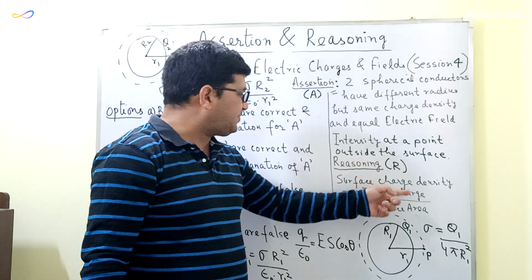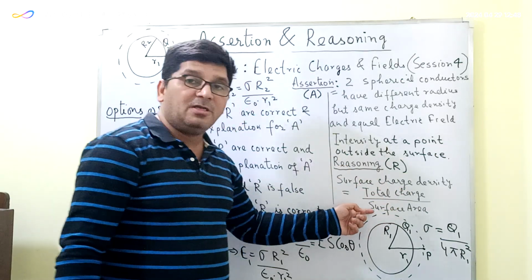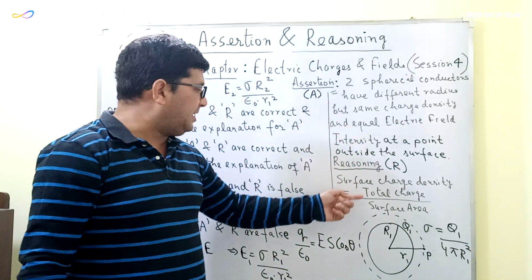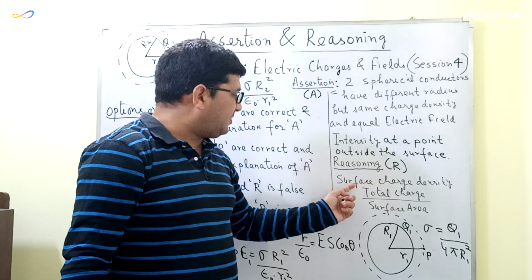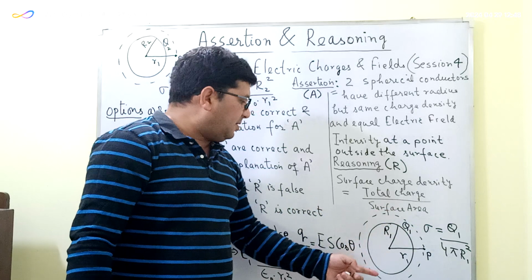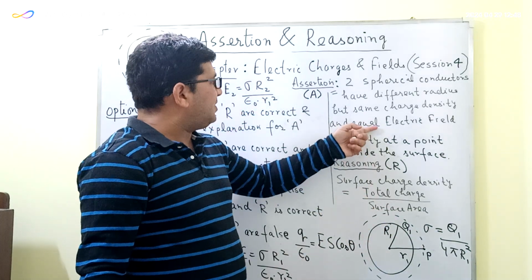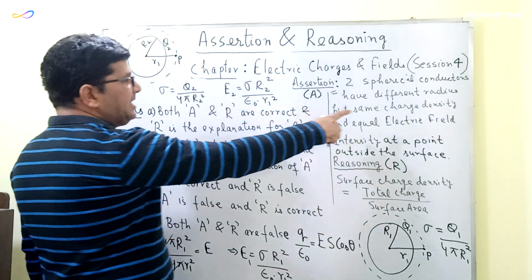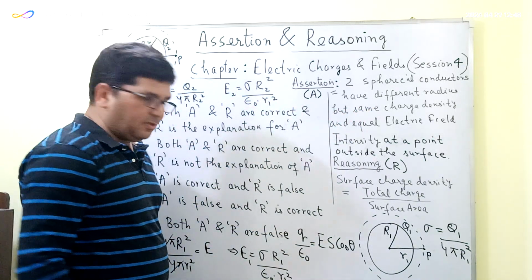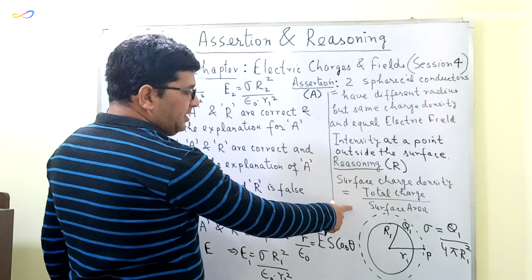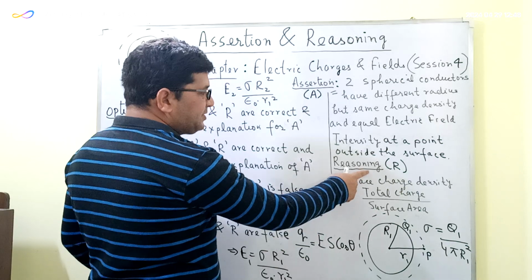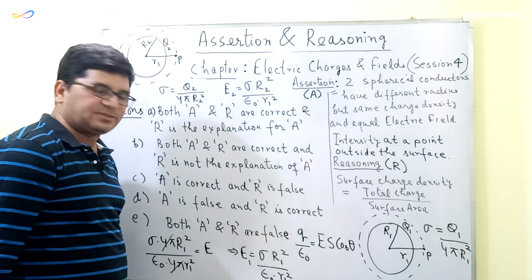Here the reasoning is: the surface charge density is equal to total charge upon surface area. Now, this is not the correct explanation for the assertion. This is only a simple formula in which they have written that the surface charge density is equal to total charge upon surface area. Okay? In order to reach the conclusion whether this electric field intensity will be the same or not, we have used the Gauss law. So the reasoning here is not the correct explanation. This formula is correct, but this reasoning is not the correct explanation for the assertion.